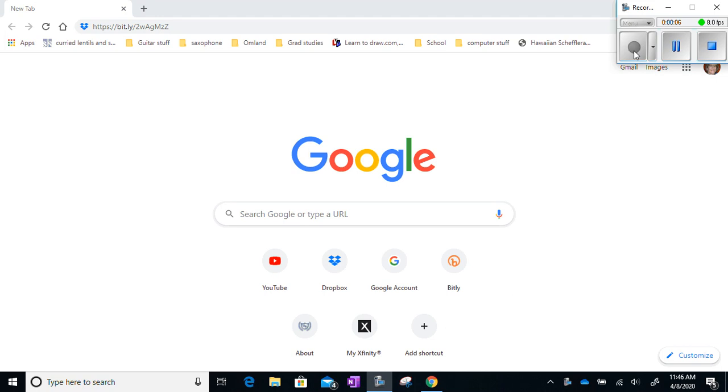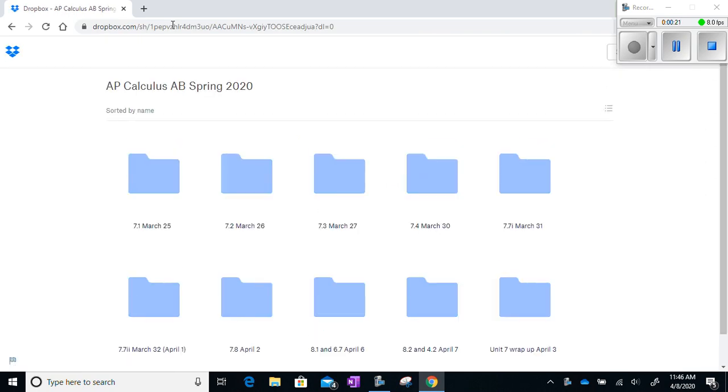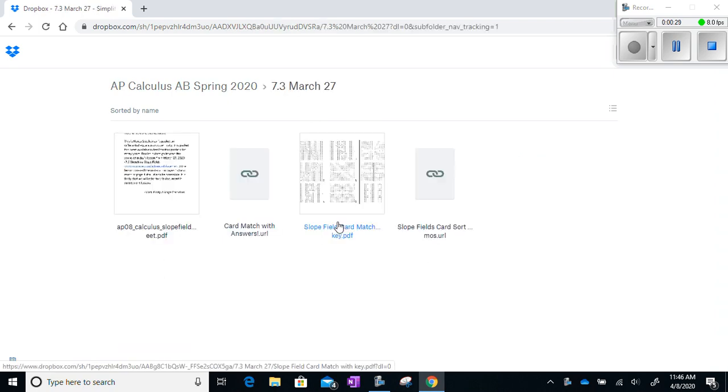Today we are going to go into the drop box provided by AP Central. Let me see, this is our IP address for that, and you can see this up here on my screen. So I'm just going to hit enter and go straight to that drop box. It says AP Calculus AB Spring 2020. I'm going to go to the 7.3 March 27th drop box.